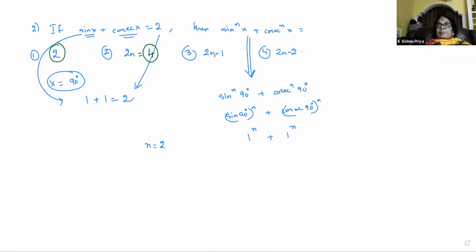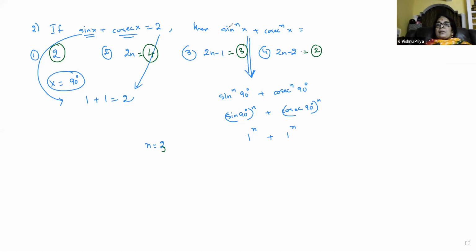The third option will become 4 minus 1, 3. And the fourth option will become 4 minus 2, 2. Did you see? We are getting 2, 4, 3, 2. Different answers, but 2 is repeating. The only problem is with 2. The first option and fourth option are repeating. Then it will be difficult for us to select the answer. That is why, if I take n as 3, will it be okay then?